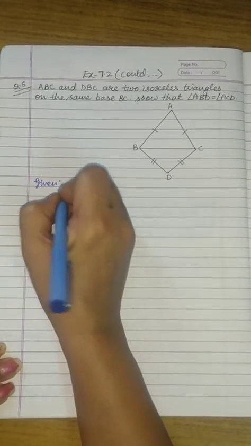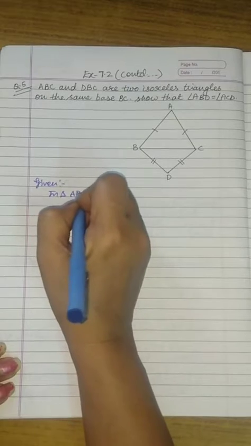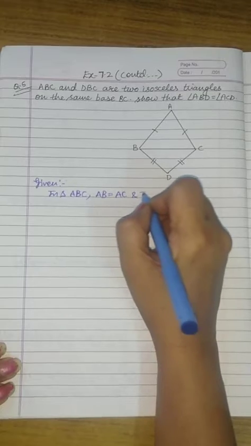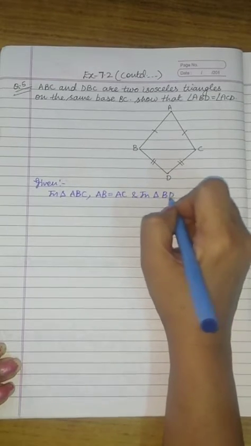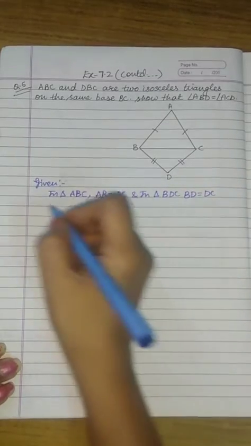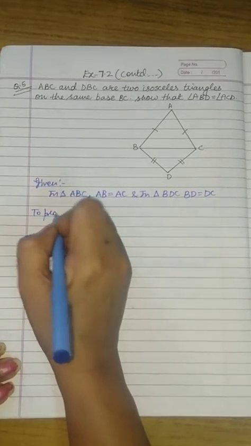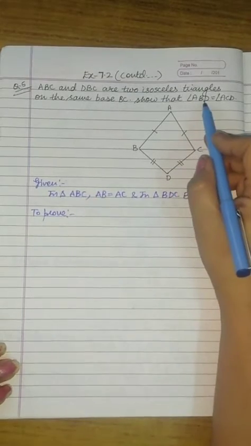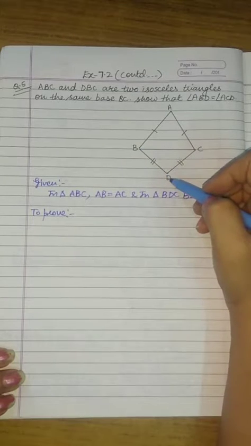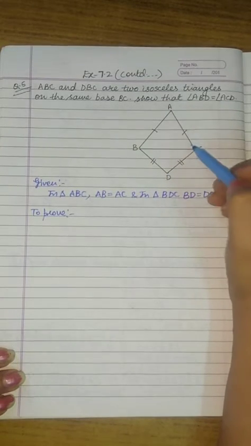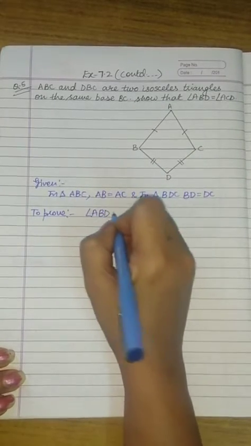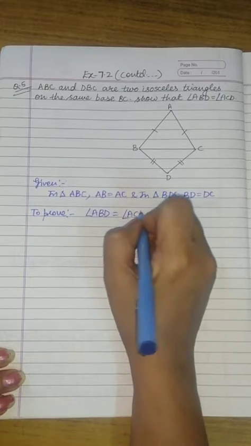Now what is given in the question? In triangle ABC, AB is equal to AC, and in triangle BDC we are given BD is equal to DC. Now what we have to prove? We have to show that angle ABD is equal to angle ACD. So we have to prove angle ABD is equal to angle ACD.